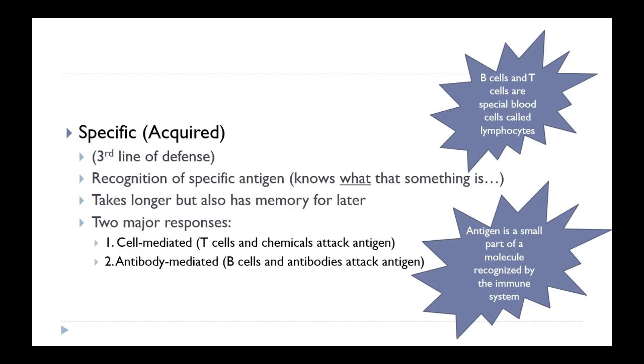So if your body comes into contact with an antigen for the first time, it'll mount a response, take a little bit of time, but the next time it sees it, it's going to be much faster because it's already going to have some of these cells ready to go and can make more cells to do this very quickly. And so B cells and T cells are blood cells that are called lymphocytes. There are other types of lymphocytes, but these are the ones that are involved with this specific or acquired immunity in the third line of defense.